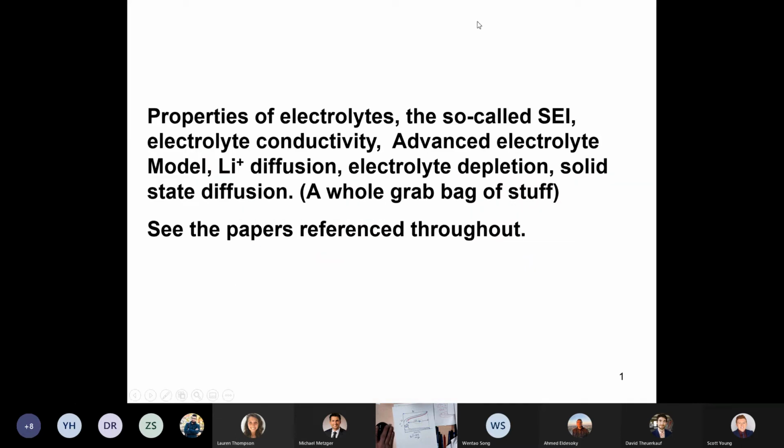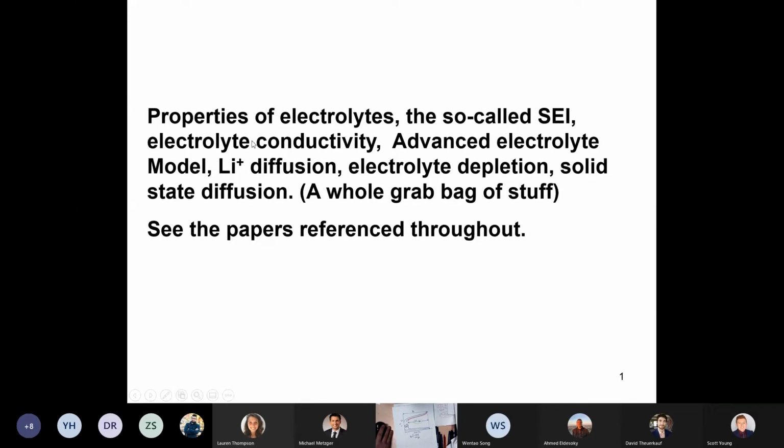Okay, so can you see the front page of this electrolyte PowerPoint? Yep. Okay, thanks. So we've talked about positive electrode materials. We talked about negative electrode materials. We talked about cell design. We talked about separators, but we haven't yet talked about the electrolyte, its properties, and the solid electrolyte interface that's made when the electrolyte comes in contact with the reactive electrode materials.